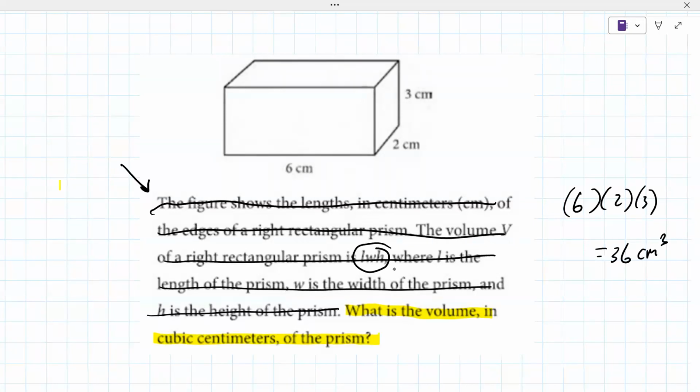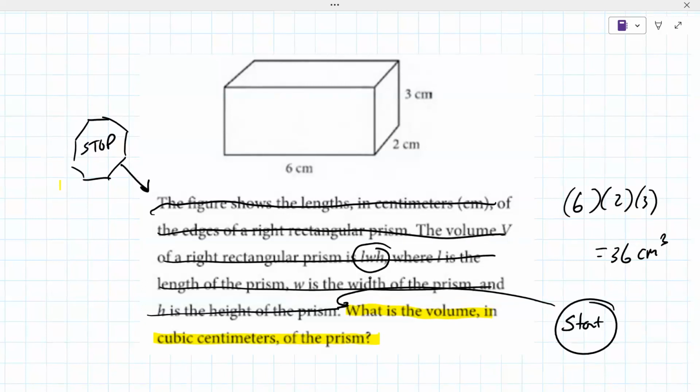Do not start here, which is like a stop sign, right? We don't want you to read from there. We want you to go right here. We want you to start down here at the bottom always. And then decide whether you need to go back and read the rest.